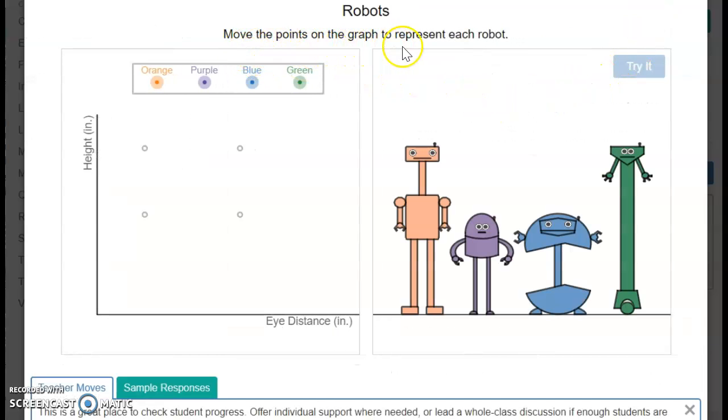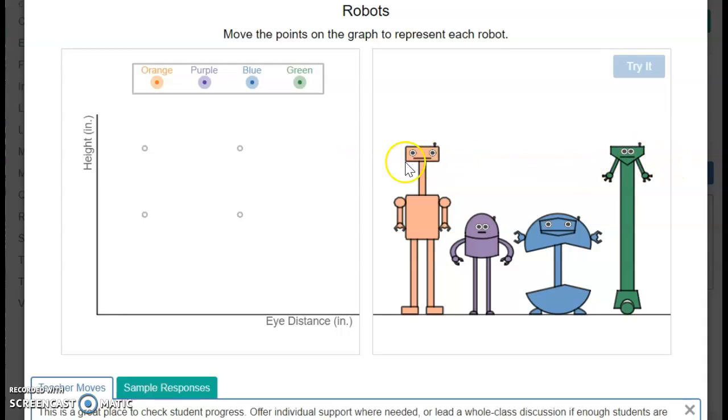Move the points on the graph to represent each robot. There are 4 robots and they have different heights and different eye distances. I noticed that the orange robot and the green robot are the same in height. They are the tall ones, and the purple and the blue ones are the short ones. Between the tall ones, they have the same height, but for the orange one the eyes are farther apart, and for the green one the eyes are closer together.